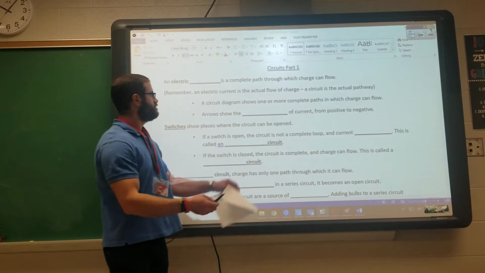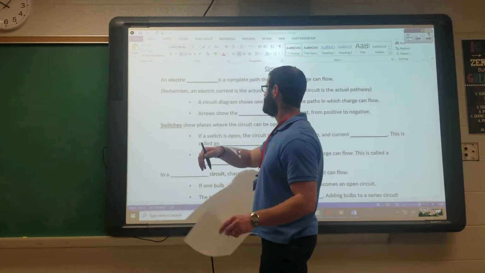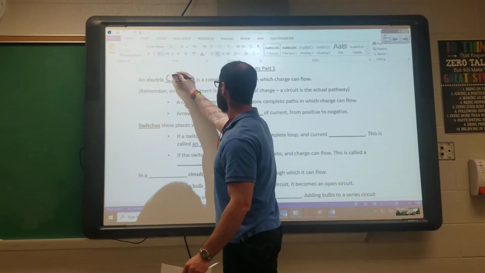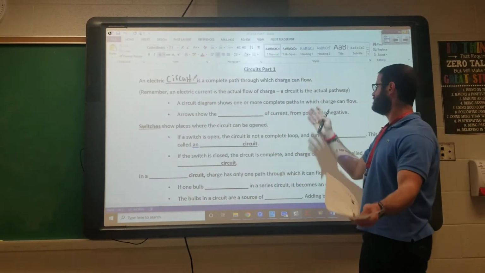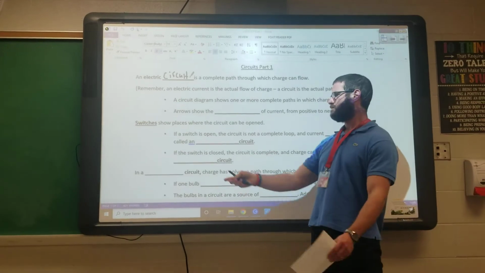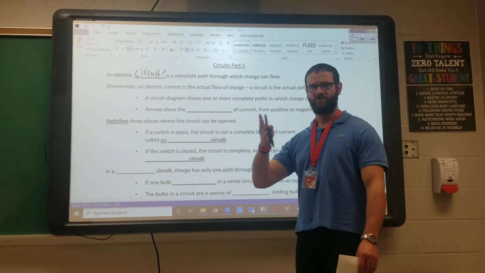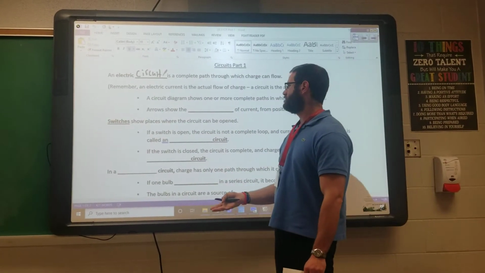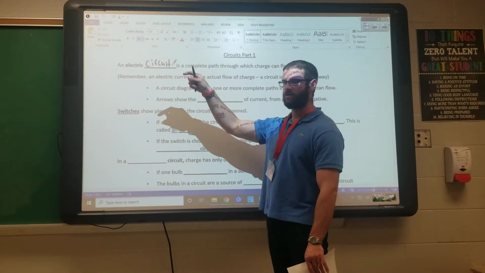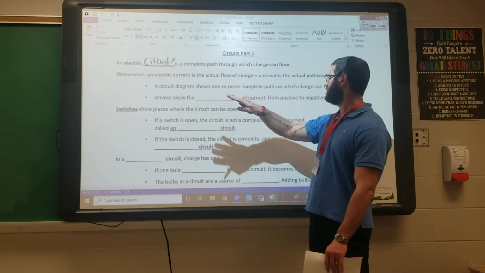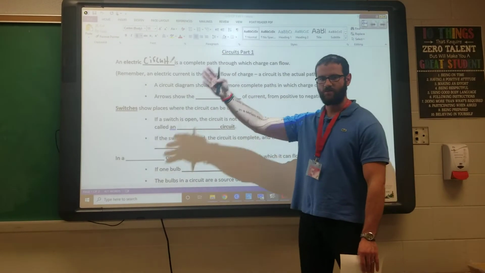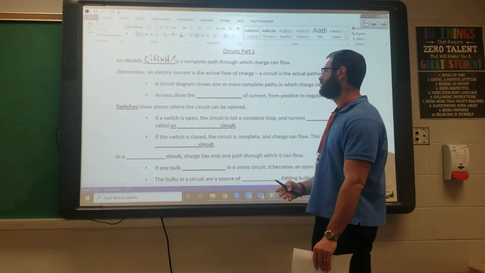If we define an electric circuit, it is just a complete path through which charge can flow. We have to have a complete closed path for charge to flow in order for it to be a circuit where current can flow. So remember, the current is the flow of charge. A circuit is the pathway through which that charge flows.